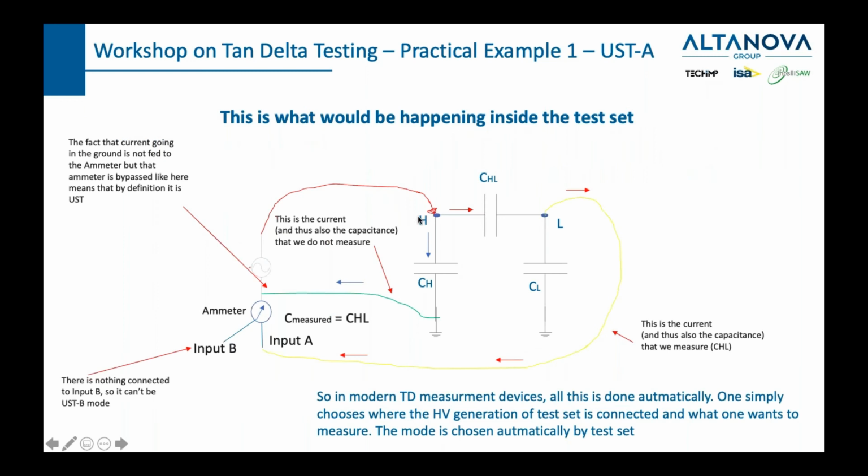That's one thing. Now, in that case, what is happening inside is this. I'm generating a voltage on the high voltage side, and that voltage creates a current which runs through the capacitance CHL and goes to the input A. There is also a current running through the capacitance CH and going into the ground, but because I'm using a UST method, I'm bypassing this measurement. I'm bypassing the measurement of the current running in the ground. I'm just measuring this current, and that means I'm just measuring CHL. So you see, with UST-A, by definition, I'm not measuring ground, I'm just measuring this. I'm entering the ammeter and I'm measuring just the current running through CHL, so I'm just measuring CHL.